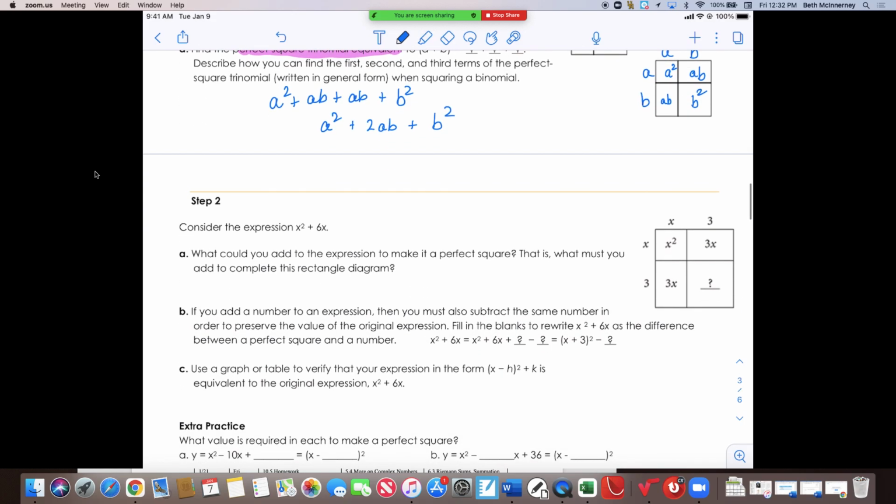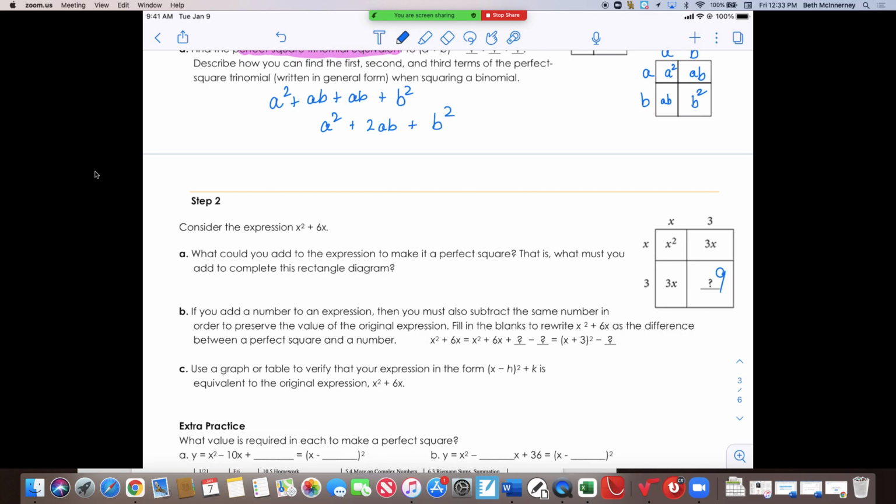All right, so here's step 2 in the investigation. It said, what if I only had x squared plus 6x and I want to make it a perfect square trinomial? So look at the box to the right. What number would I need to put in there to make it a perfect square trinomial? Ella, what do you think? It would be 9. Yes, it would be 9.